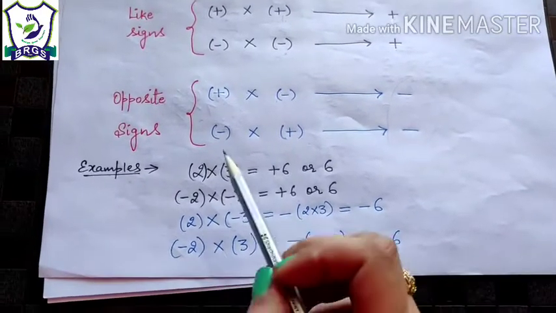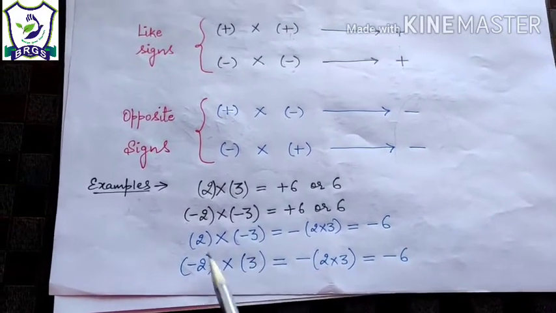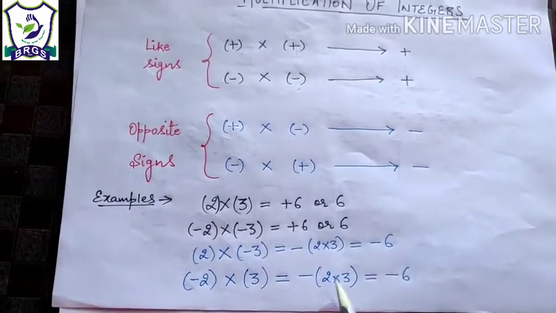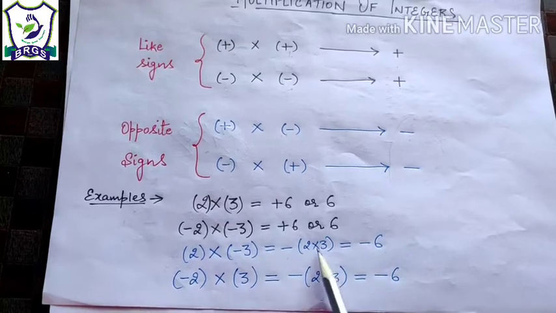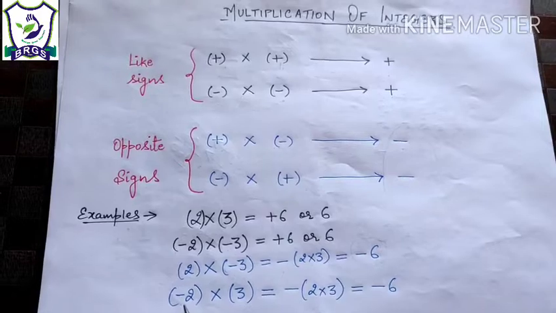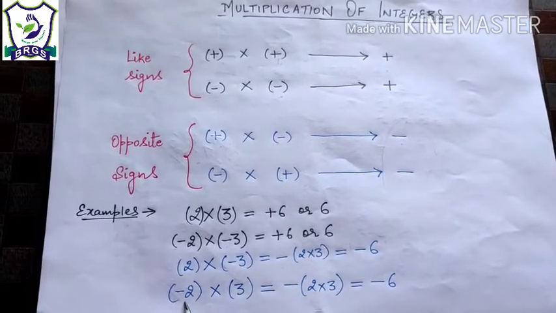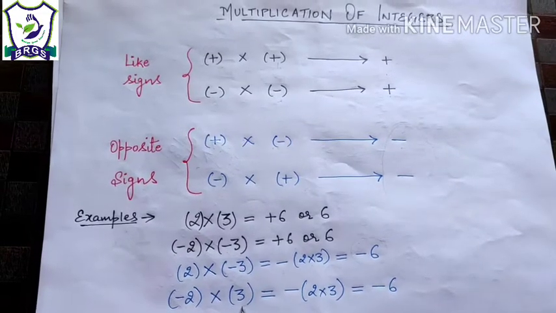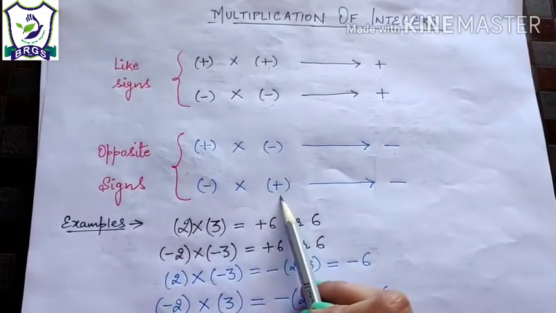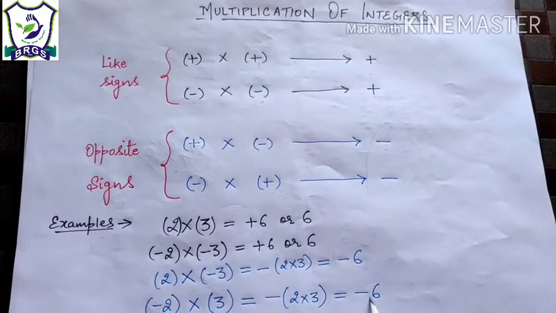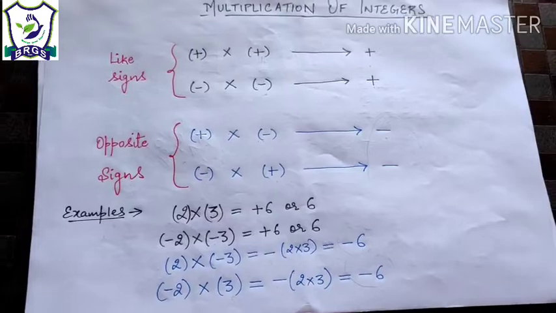Now when one is positive and the other is negative, so this one is positive, this one is negative. In this case the product will be negative, minus, and 2 into 3, 2 3s are 6. So the answer is minus 6. Similarly, here I have taken minus 2 and 3. So minus 2 multiplied by 3. This is negative and the other is positive. So negative number into positive integer is negative. Minus and 2 into 3, 2 3s are 6. So your answer is minus 6. So you have to keep these rules in mind.